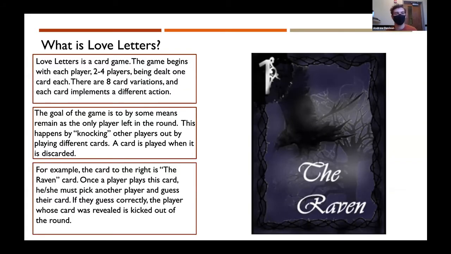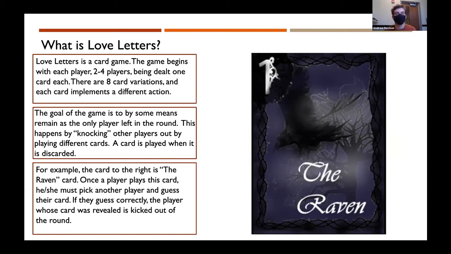So what is Love Letters exactly? Well, it's a card game with 8 different card variations. Each card implements a different action, and depending on what card you play depends on the direction the game takes. The goal of the game is to be the only player left at the end of the round. You do this by knocking your other players out by playing different cards. There's 2 to 4 players, and you're trying to knock your opponents out and be the last person standing.